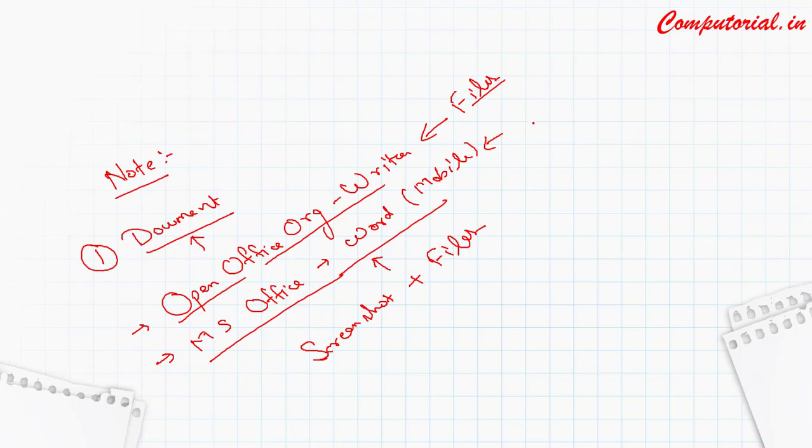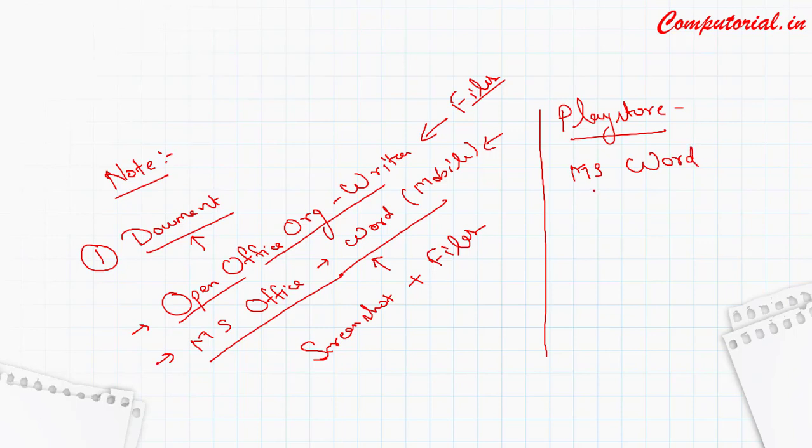And let me clear up one thing, how you can download the MS Office application. You have to open Play Store or App Store, whichever you have on your device. There you have to type MS Word. Then you have to install it. In that you have to create a new document, and then you have to do your practicals in that. Because for mobiles we don't have any application for OpenOffice.org Writer.